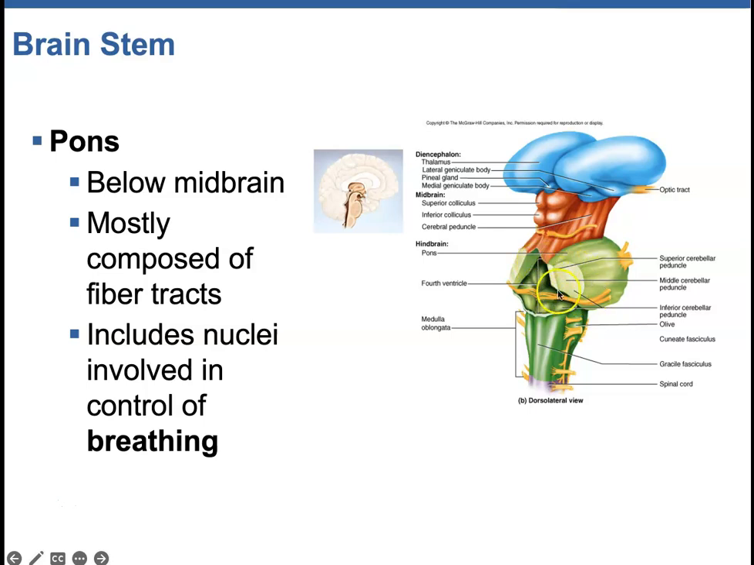So right here at the very bottom of the pons is where we have a nerve that is going to help us with hearing, and then also our equilibrium. So a very important region.